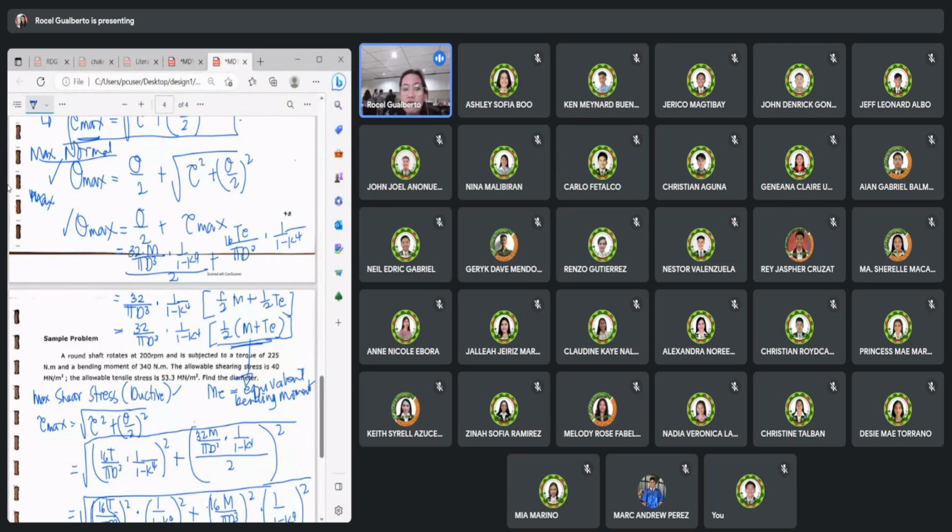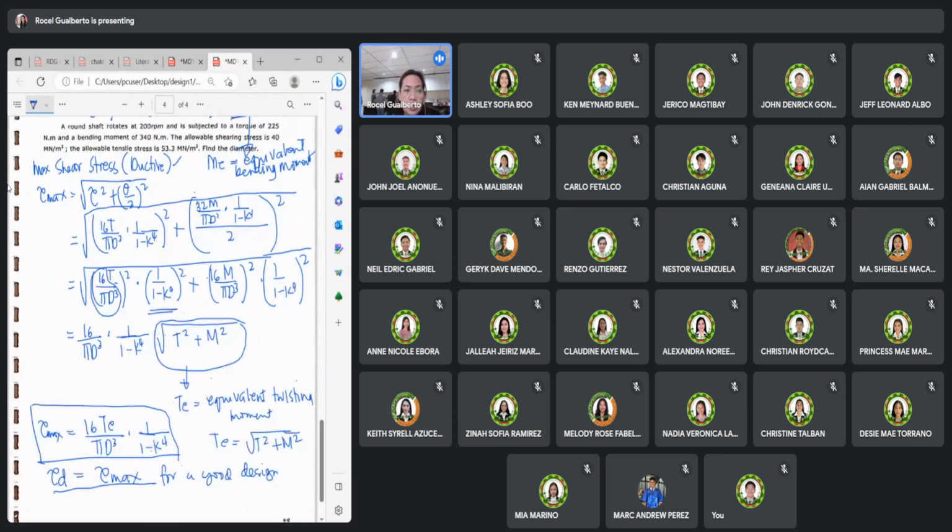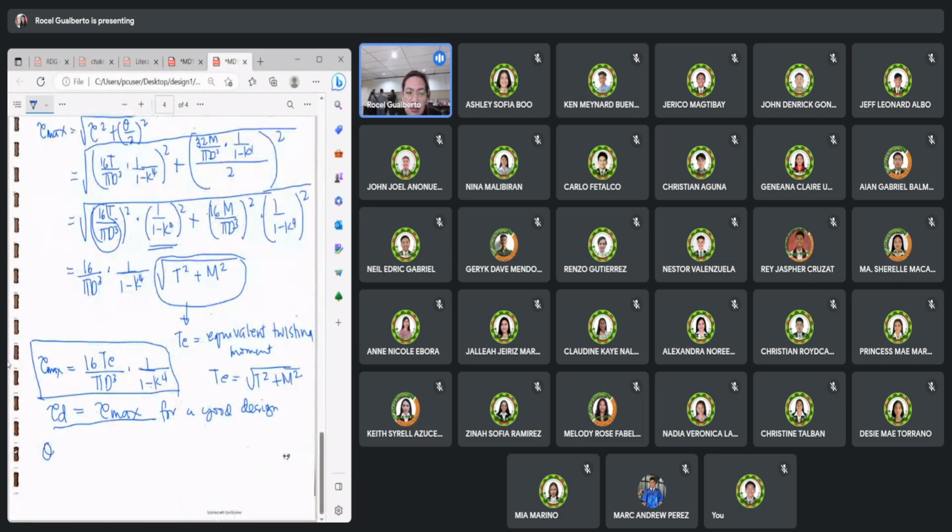So, what would be the final form of your sigma maximum? Okay? So, anong final form? 32 over pi d cubed times this, at ito po, lahat ay ME. Okay? So, kung sulatin po natin yun, the final form of your sigma maximum would be equal to 32 ME over pi d cubed times the hollow factor 1 over 1 minus k to the 4th. Kung hollow, kasama to. Kung siya po ay solid, aalisin po ito.